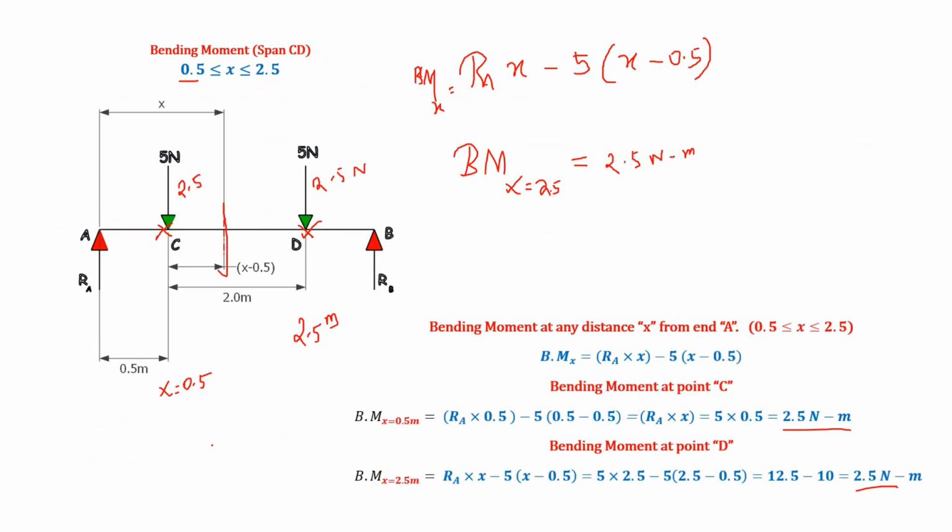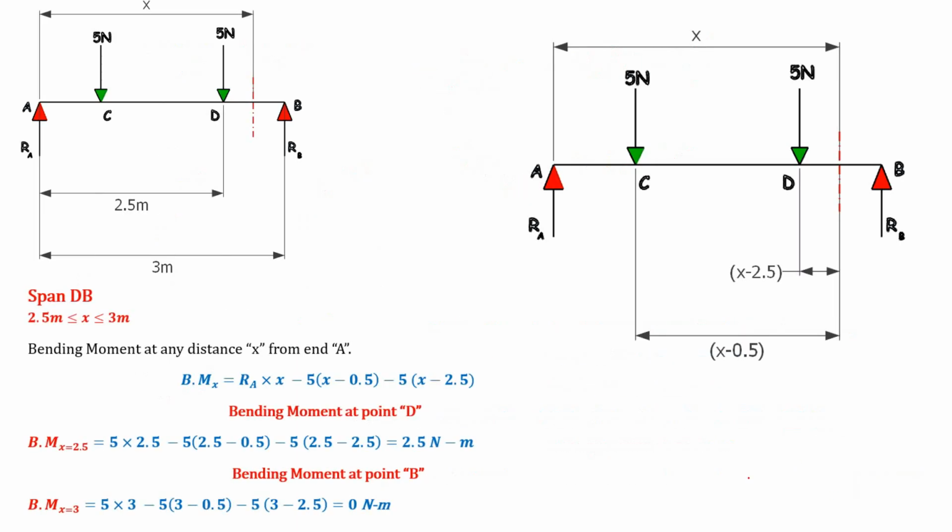Okay. Now we have to frame the equations for the portion DB. You can read these equations. As I explained, you will find that the bending moment at point C is 2.5 Newton meter and at point D is 2.5 Newton meter. Then proceeding further, you can see the span DB, where x ranges from 2.5 to 3.5 meters. So here you draw a line which is the cut.